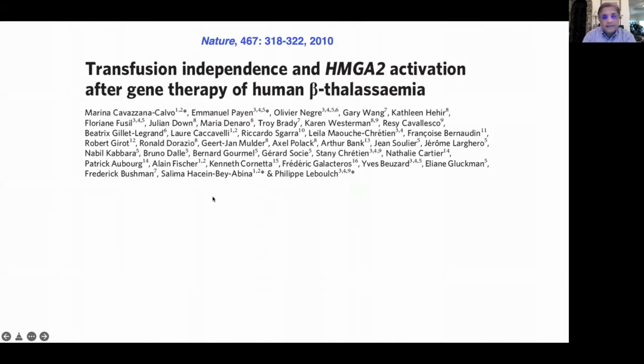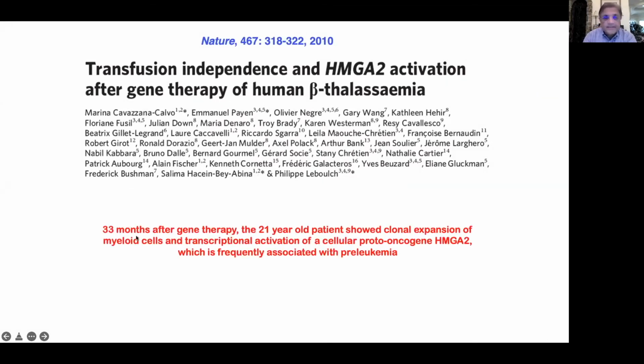Unfortunately, the first patient, that 18-year-old I just mentioned, who received the first gene therapy for beta thalassemia, 33 months after gene therapy, he's now, of course, 21 years old, began to show clonal expansion of myeloid cells and the transcriptional activation of a cellular proto-oncogene called HMGA2, which is frequently associated with pre-leukemia. So this is not a good sign that this young patient is now showing evidence of pre-leukemia, which means one step away from developing acute myeloid leukemia.